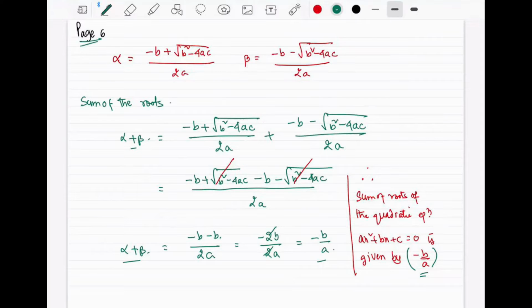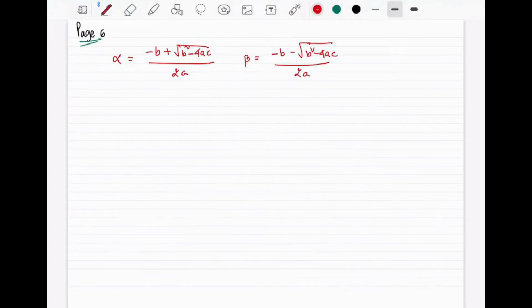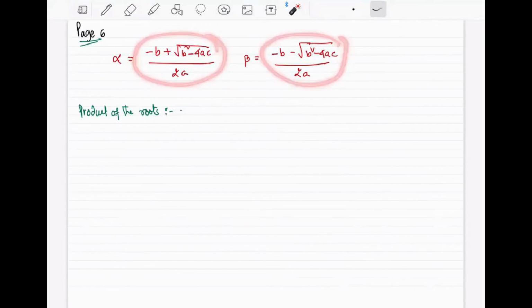Okay, let's look into the product then. We've already done the sum of the roots. So now let's look over to the product of the roots. Let me erase this. So what are the roots? Alpha and beta. Product means alpha into beta, right? Let's find out alpha into beta in terms of this quadratic equation by putting the roots in terms of the quadratic formula, and then we will find the specific formula, like the minus b by a that we have seen for the sum of the roots.